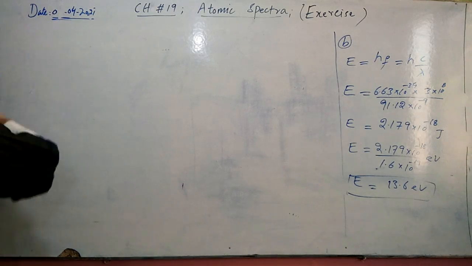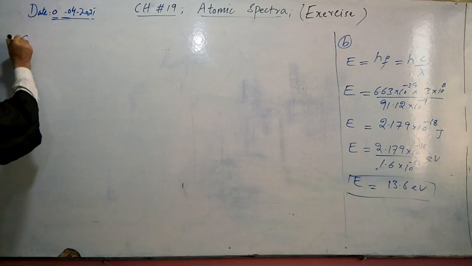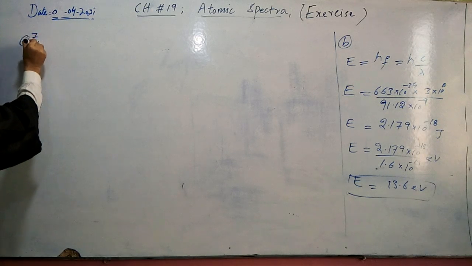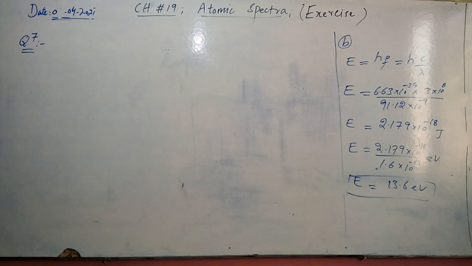Question number 7. What we have to calculate? The radius of the innermost orbit of the hydrogen atom. So the radius is given by h square divided by 4 pi square e square km.